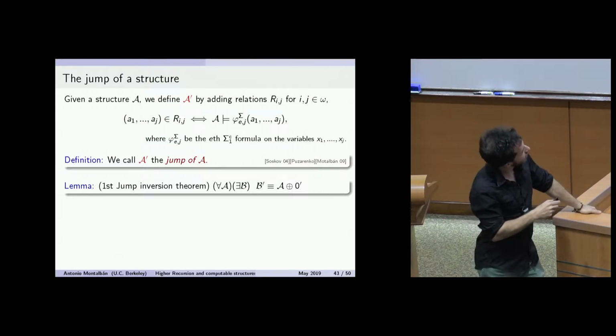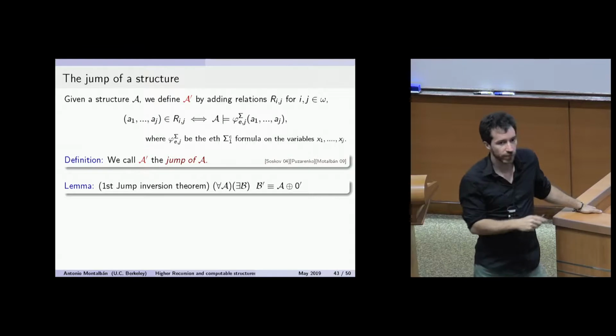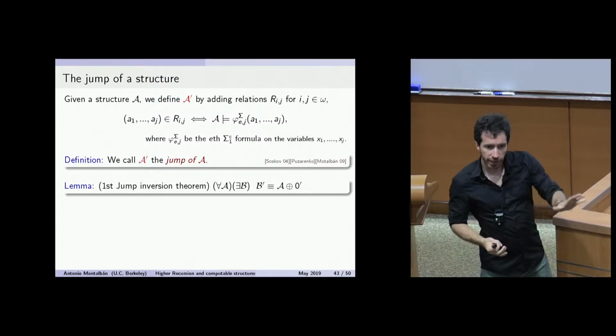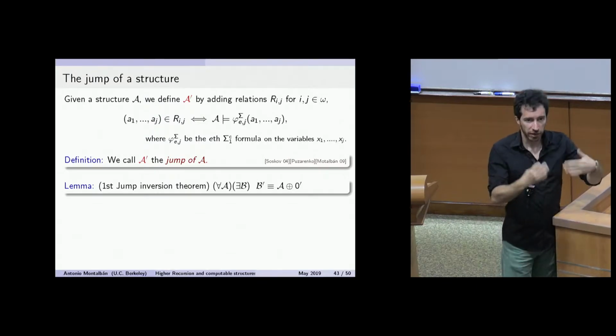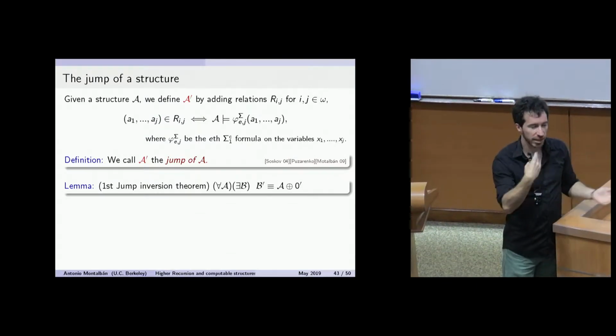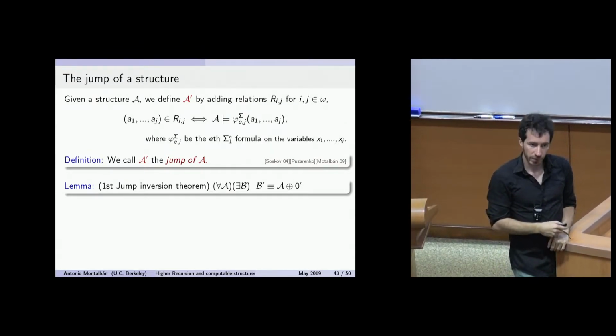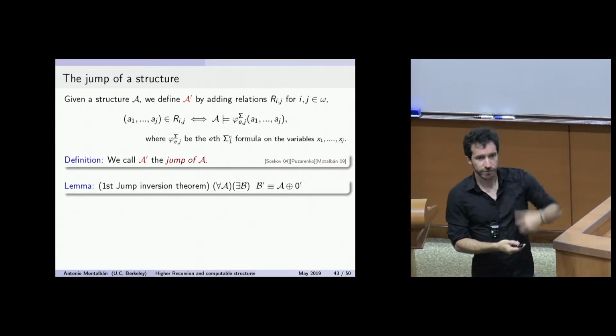And this equivalence, so I'm not going to explain this very well, but this equivalence here is essentially interpretable in a very effective way. So they are essentially the same structure. Each one interprets the other in an effective way. So every structure you can invert.